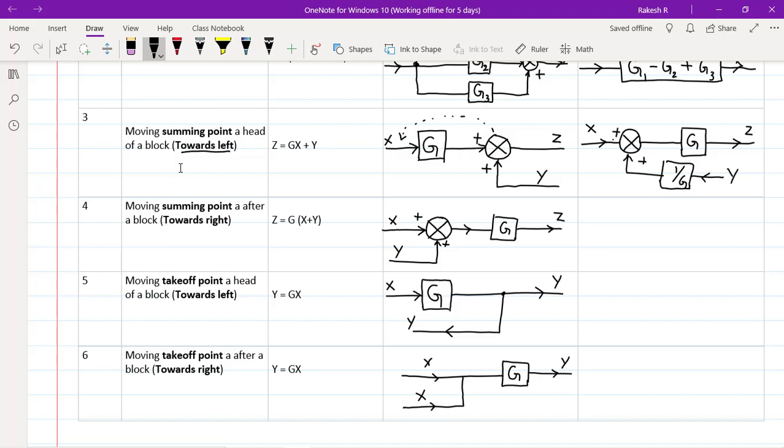Now we shall move to the next one, moving the summing point after the block, or towards right. That means I'll be moving this summing point after the block G. When you move the summing point after G, the equivalent block diagram will be like this. First we have a G here and we have a summing point here.